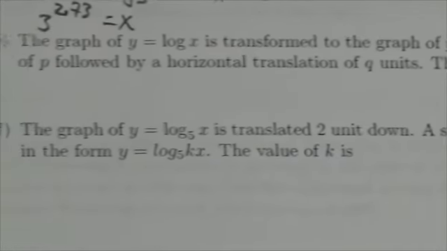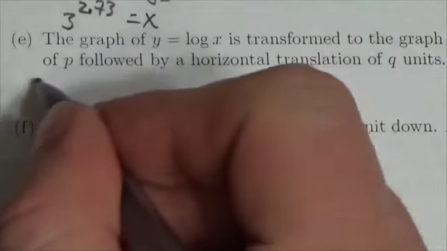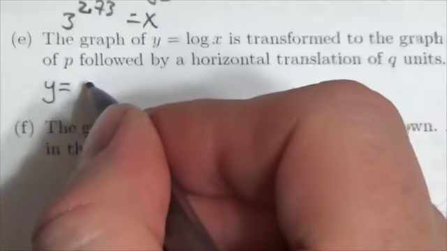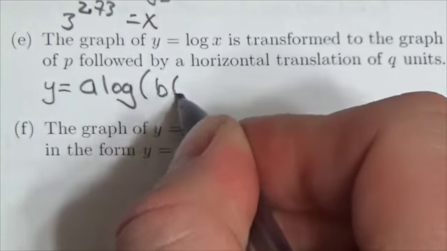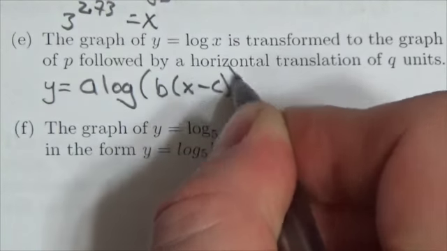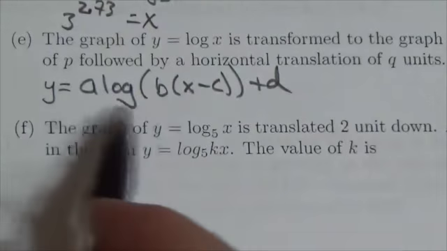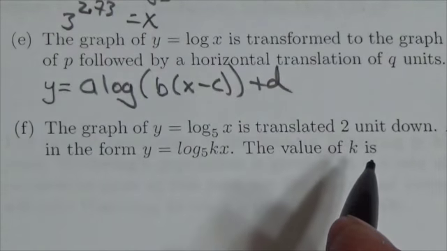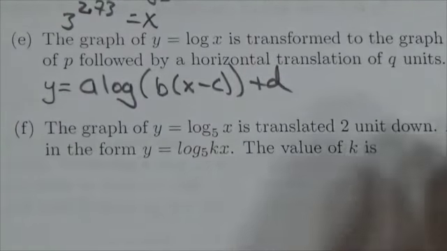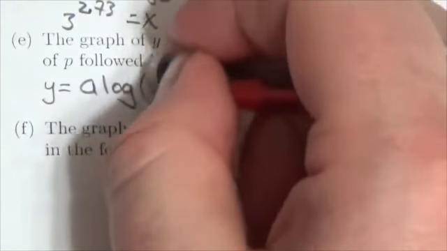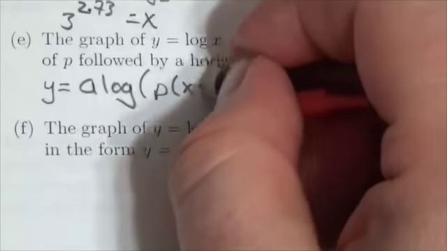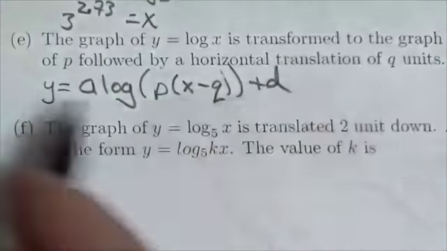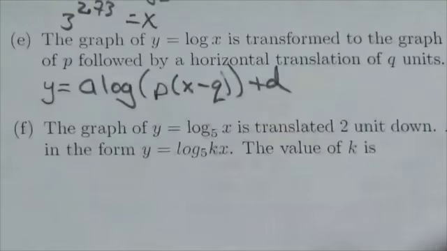Remember that in general, if you've got a logarithmic function and we're going to identify all of the transformations, it would typically look like this: log of bx minus c, plus d. Now you probably used other variables here, and in this particular case they're saying the b value is p, and the c is q.